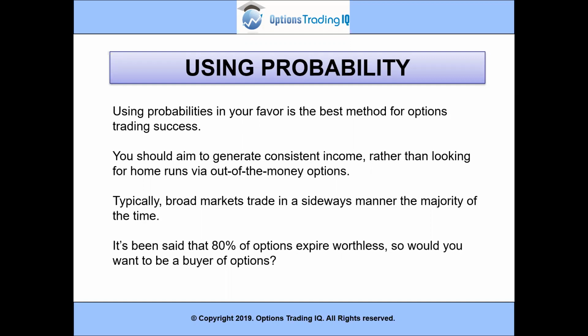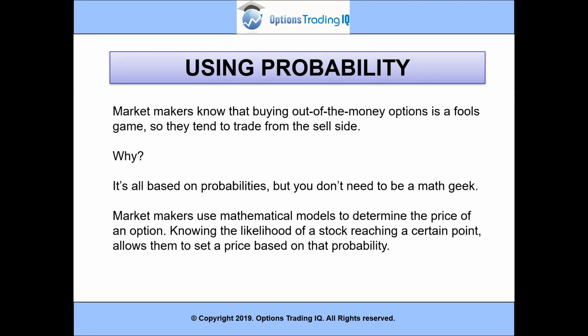Typically, broad markets trade in a sideways manner the majority of the time, and it's been said that 80% of options expire worthless. So would you want to be a buyer of options? Of course not. We want to be selling options because there's something called the volatility risk premium, and we want to be taking advantage of that by selling options. Market makers know that buying out of the money options is a fool's game, so they tend to trade from the sell side. Okay, that's how the market makers do it.